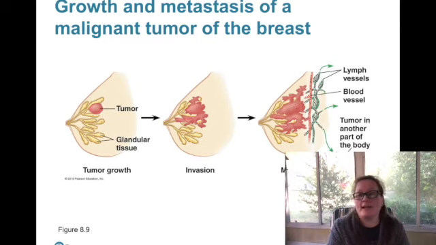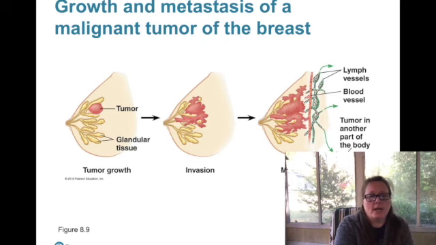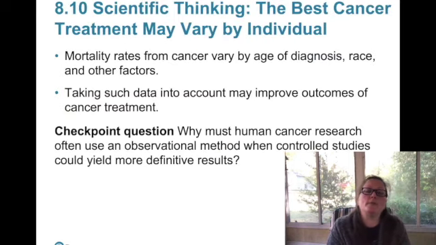It was only a month later when they then announced that it had spread to other areas. Long story short, she passed away due to all the cancer complications in less than a year from her initial diagnosis. It was fast and it was disturbing. But there you go. So, mortality rates from cancer vary by age of diagnosis, race, and other factors. You have to take all of this data into account when you're looking at a cancer treatment.